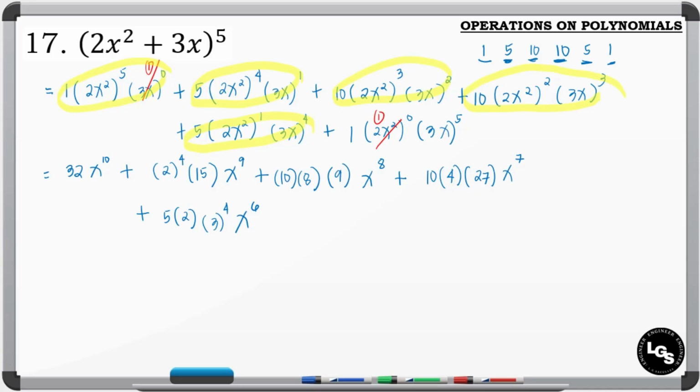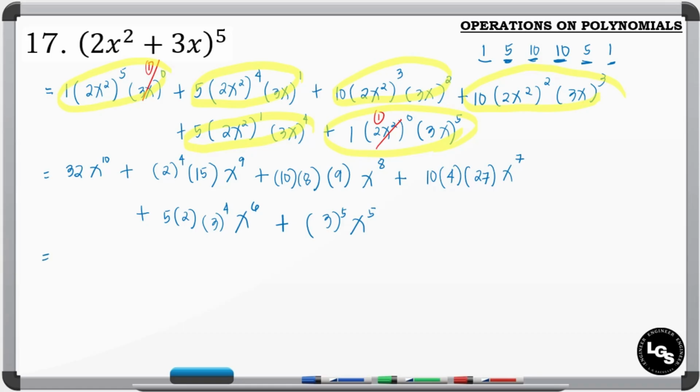Then we proceed with the last term, plus, so we have the 1, imaginary 1. Then this is also equal to 1. 3 raised to 5. So that is 3 raised to 5. Then our variable, x raised to 5. So we're done with the last term. So next, let's proceed with the next step.